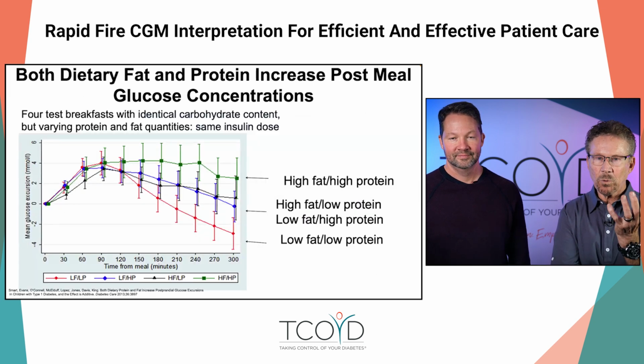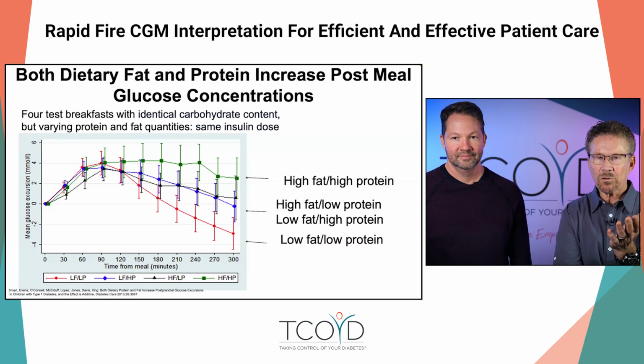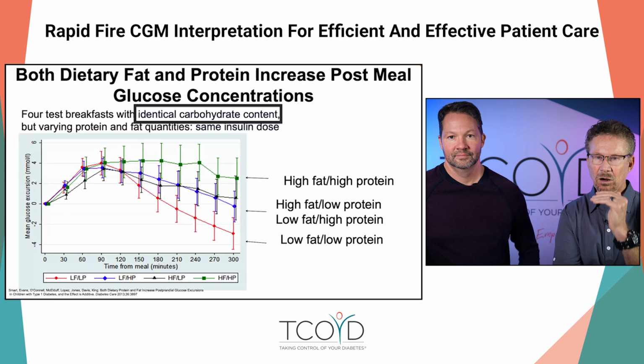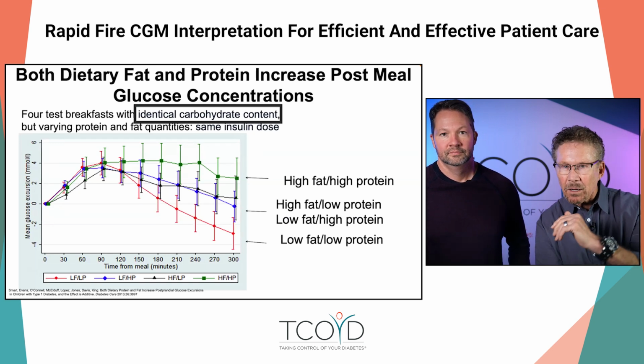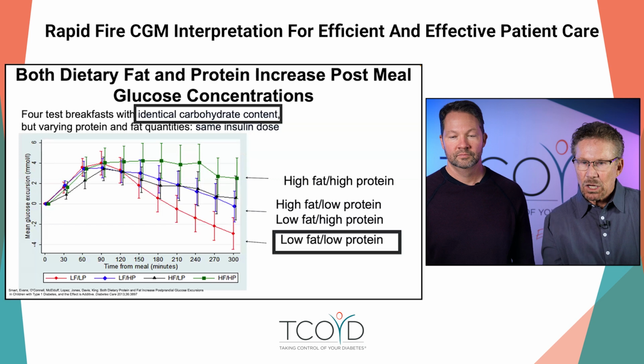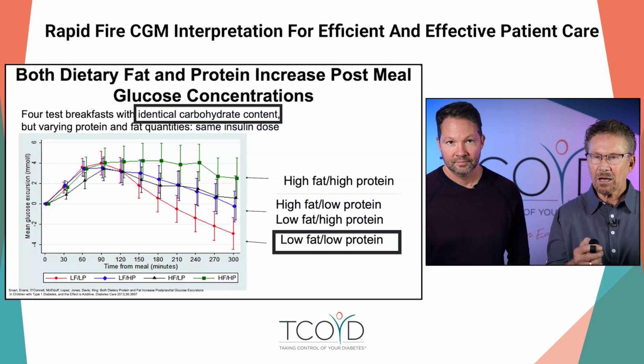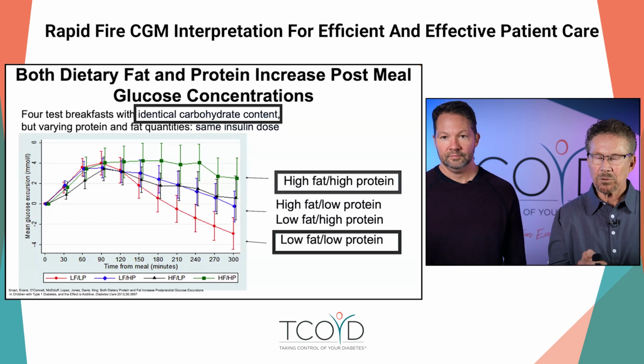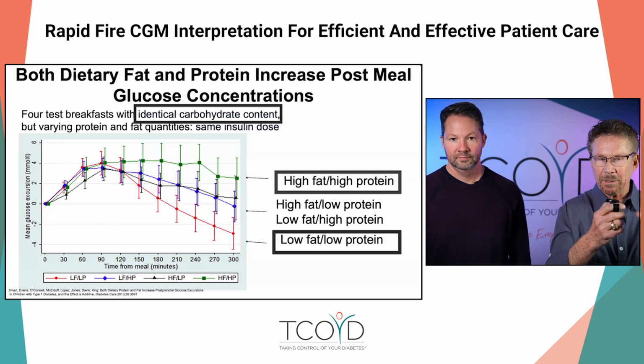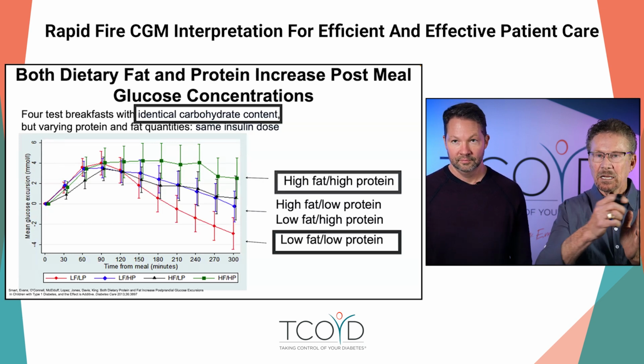Now, this study is also one of my favorite studies. It took a group of type 1s and on different days, in different order, they gave them different meals, but all had the same exact carbohydrates. So I'm just going to focus on the bottom first, low fat, low protein. And the top is high fat, high protein. And you can see the blood sugars went up to about the same peak, but they stayed high.